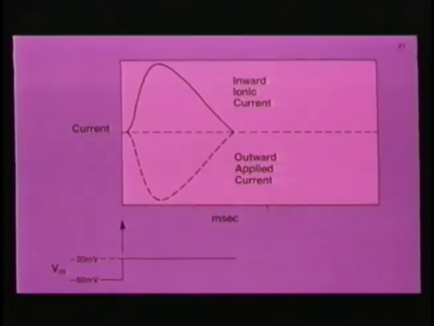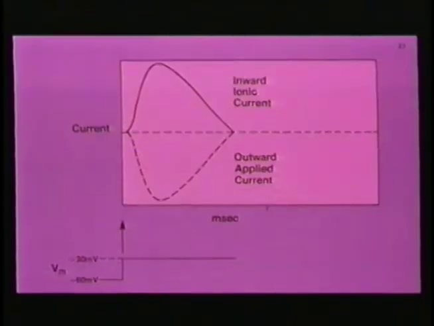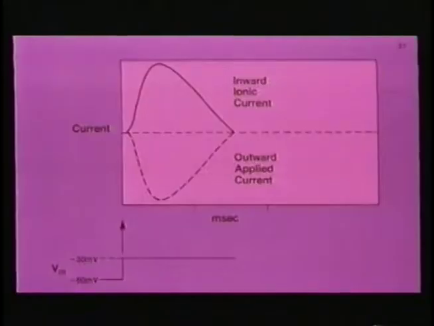This applied current is equal and opposite to the ionic current crossing the membrane. The applied outward current offsets a tendency of the fiber to depolarize and is a reflection of a transient inward ionic current through the cell membrane. If the voltage clamp was not applied, the inward ionic current generated by the membrane would depolarize it beyond the clamped potential of minus 30 millivolts.